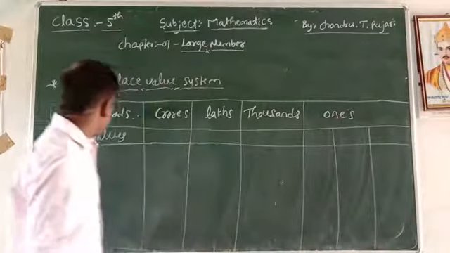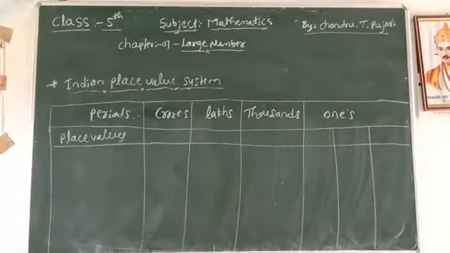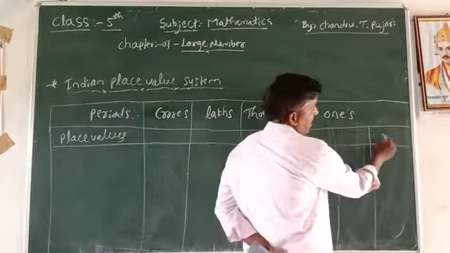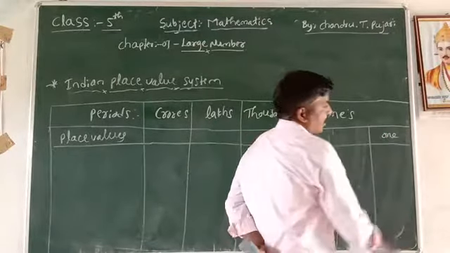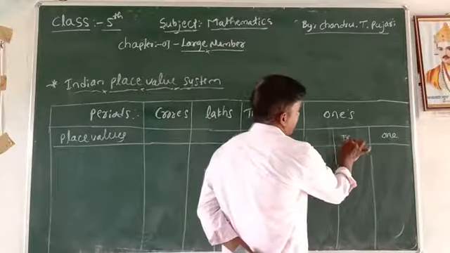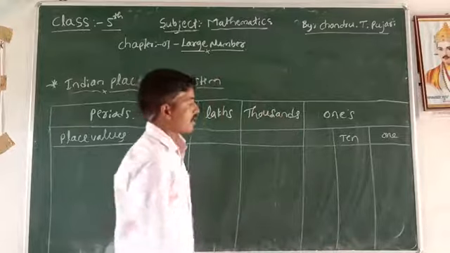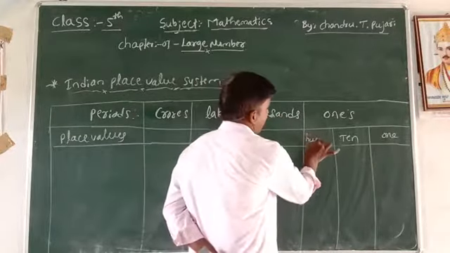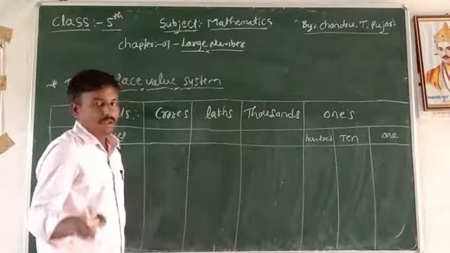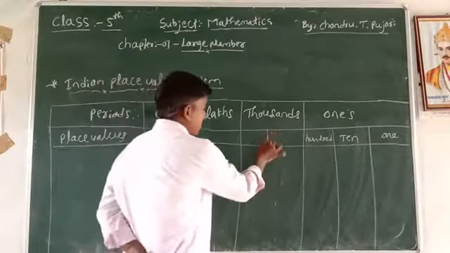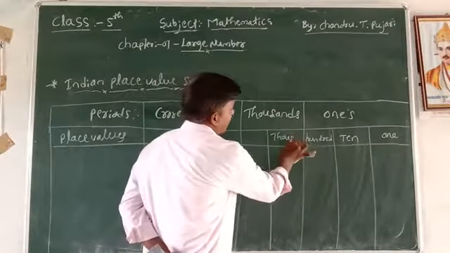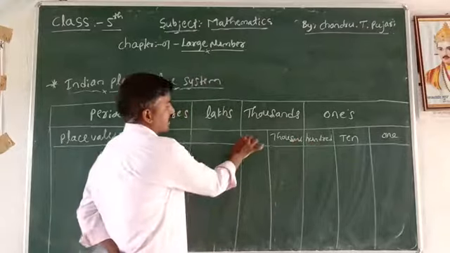For example, what are the place values? In the ones period, the first place is the unit place, or one. The next one is the ten place. The next one is the hundred place. In thousands, there are two places. One is thousand. The next one is 10,000.